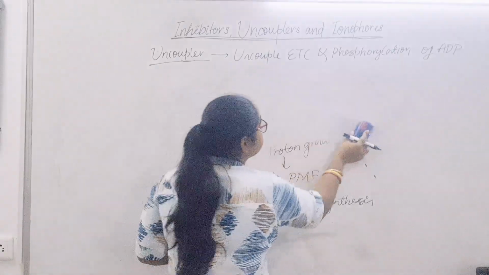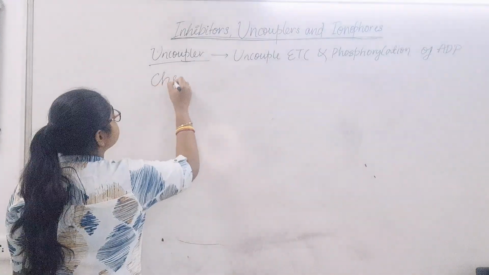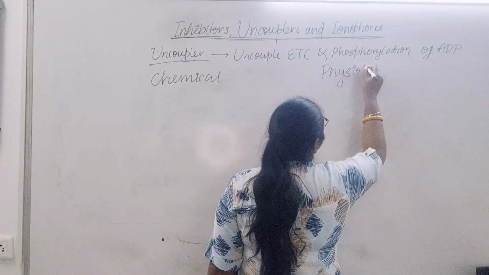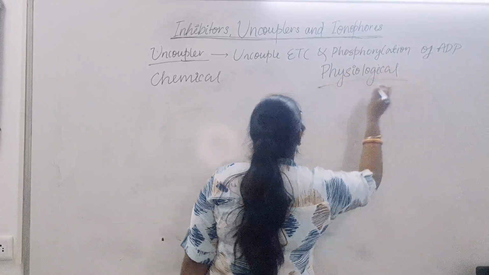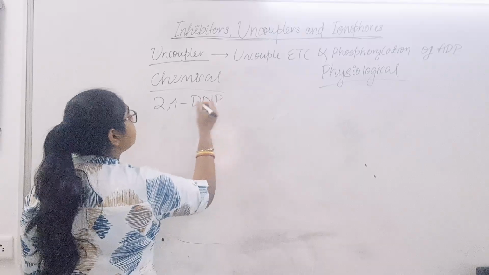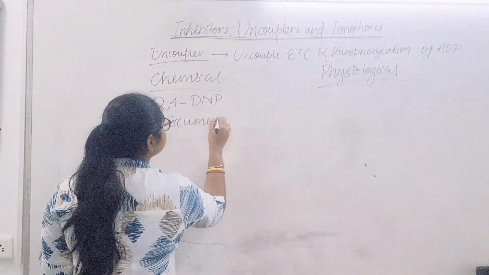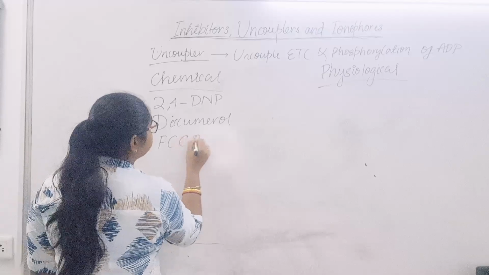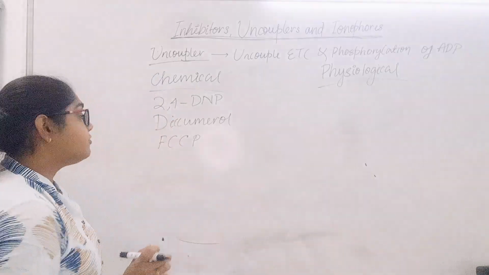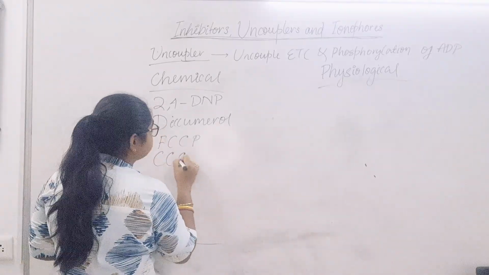So let's see some examples of uncouplers. Basically uncouplers are classified into two types: one is chemical uncouplers, and another is physiological uncouplers. Some examples of chemical uncouplers are 2,4-dinitrophenol, dicoumarol, then FCCP, that is trifluoromethoxy carbonyl cyanide phenylhydrazone. I'll provide the full form of this FCCP and another one, CCCP, in the description box.